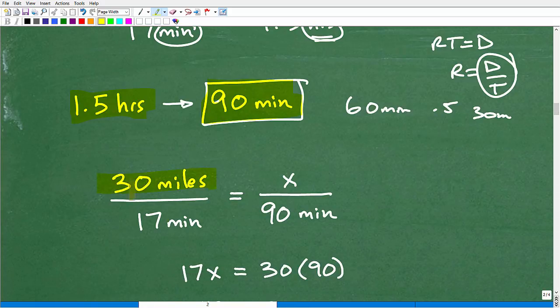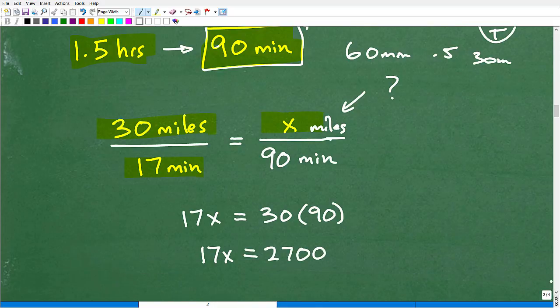We've got 30 miles. The train goes 30 miles for every 17 minutes. How many miles, x miles, did it go in 90 minutes, which is, of course, an hour and a half? This is the original question. Now, all we need to do is that lovely cross product. We're going to multiply across. And when you know how to solve proportions, which we reviewed at the beginning of this video, this will be good to go.